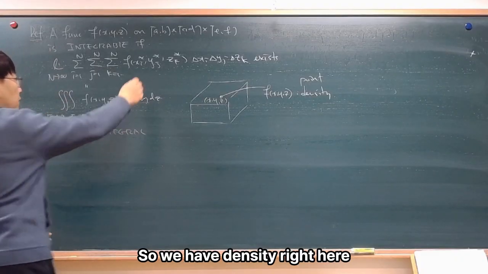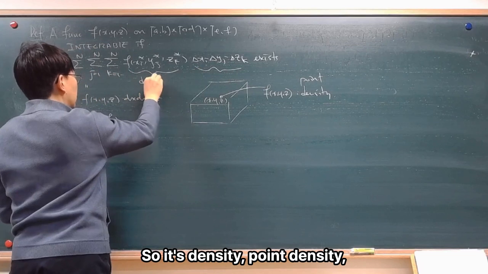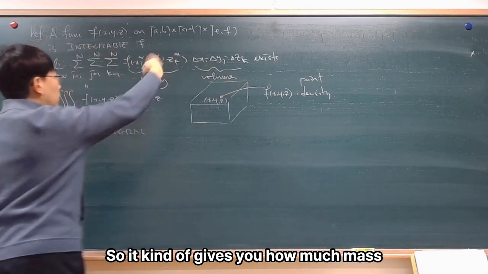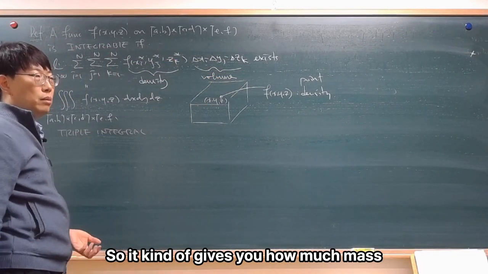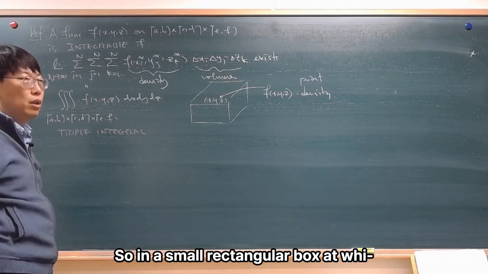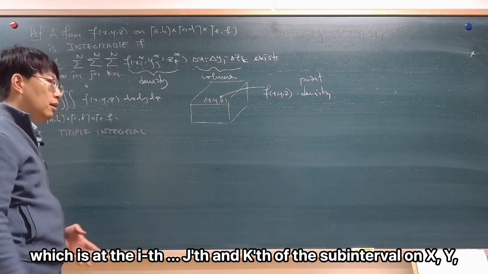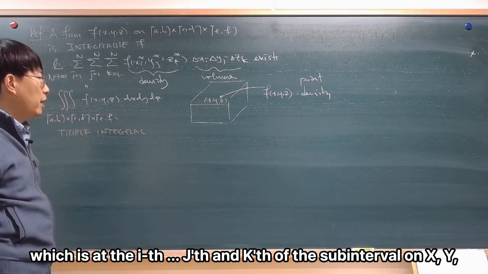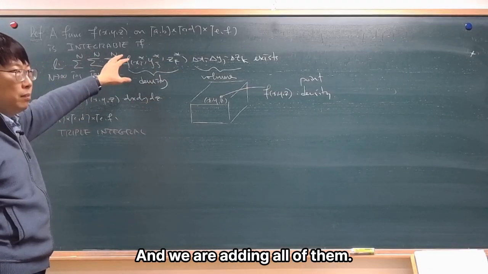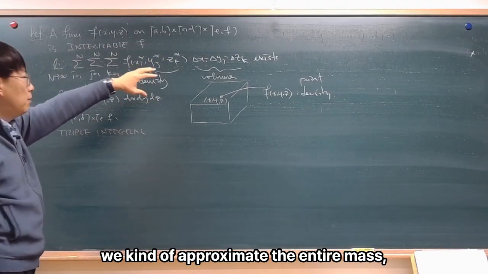unit. So we have density right here and the volume. So it's density, point density, and this is volume. So it kind of gives you how much mass it has within this volume. So in a small rectangular box, which is at the ith, jth, and kth of this subinterval on x, y, z axis, has this much mass. And we are adding all of them. And when we add them, we kind of approximate the entire mass.